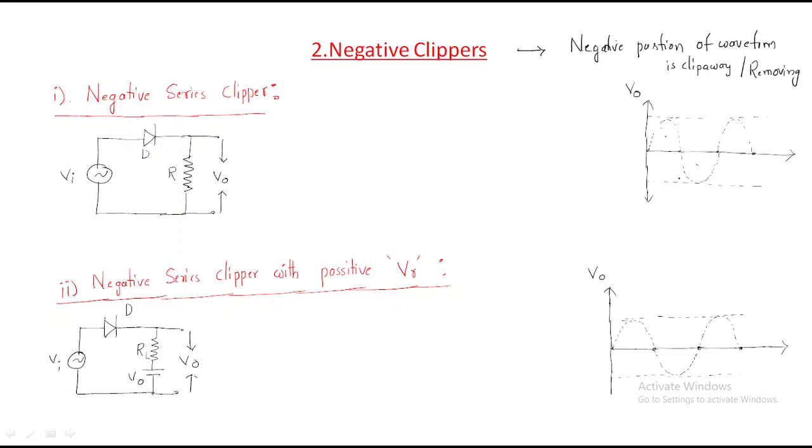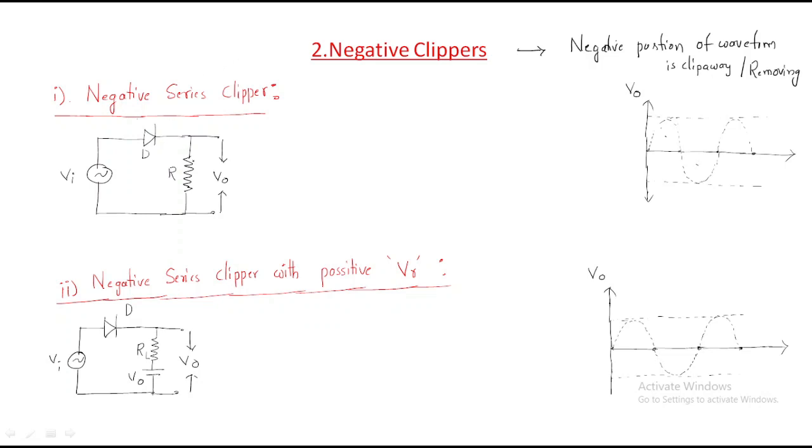The clippers which are used for removing the negative portion of the AC sinusoidal waveform are called negative clippers. In this we have a lot of types of negative clippers. First is the negative series clipper. What is the meaning of series clipper? Series means the diode and resistor are both in series connection. Negative clipper means the negative portion of the AC sinusoidal wave is removed.